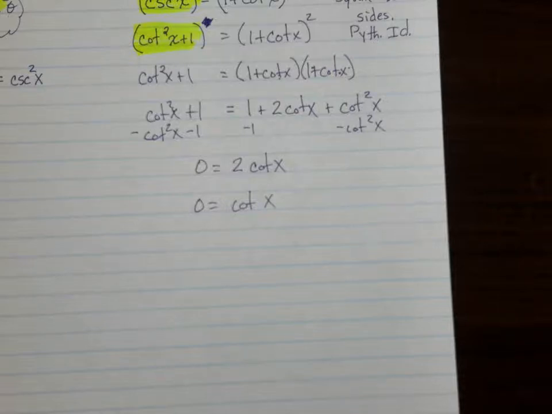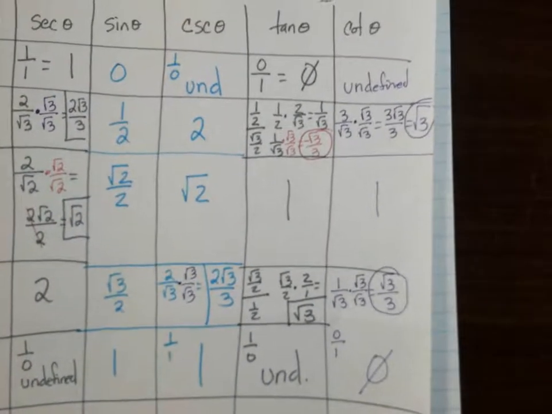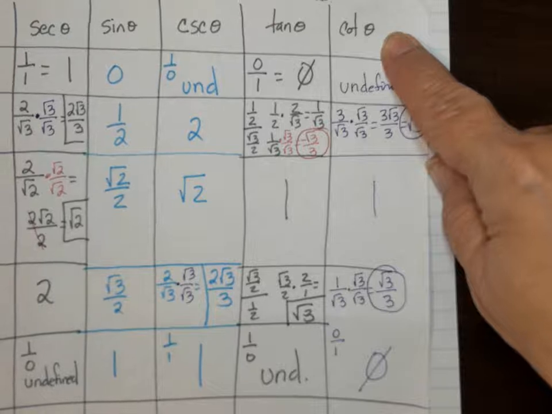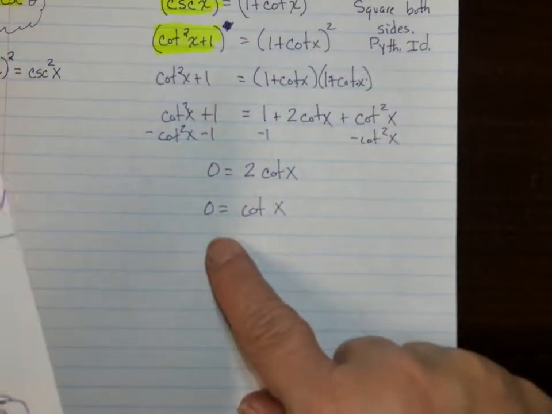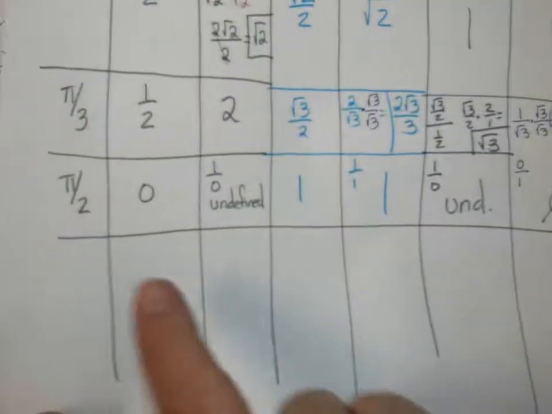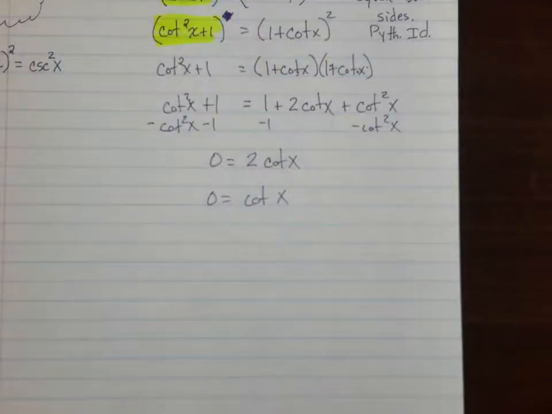This is my one from B-Day. It's a little bit different. So I've got cotangent, and I want to know when the cotangent is equal to 0. Cotangent of 0 at pi over 2, right?